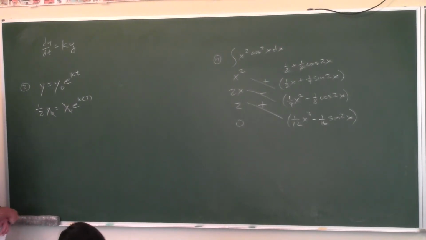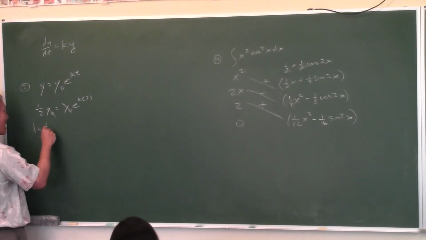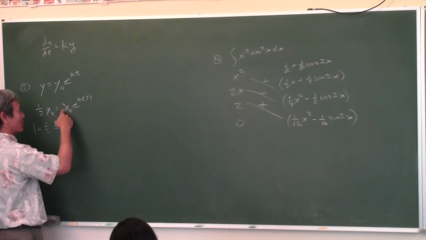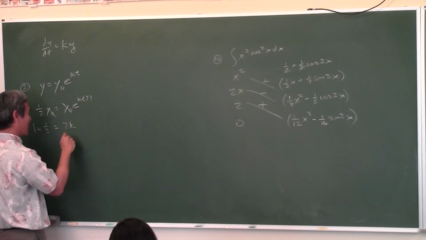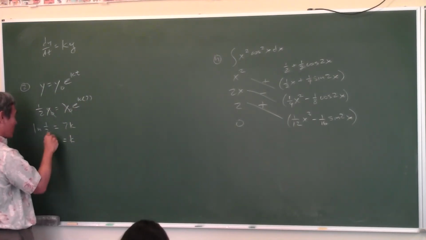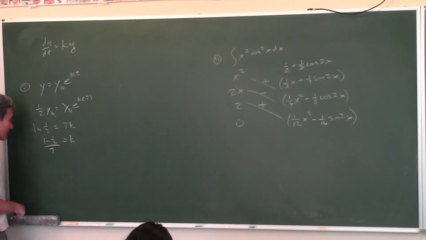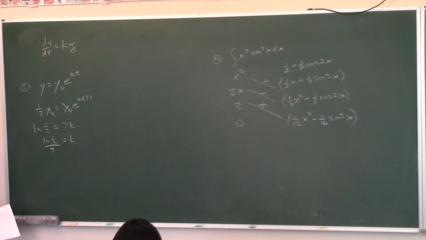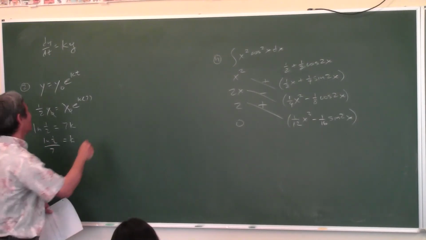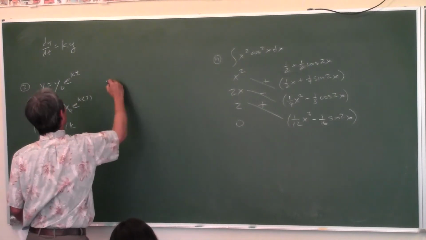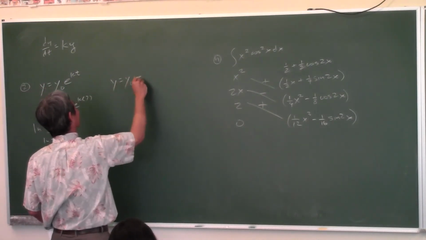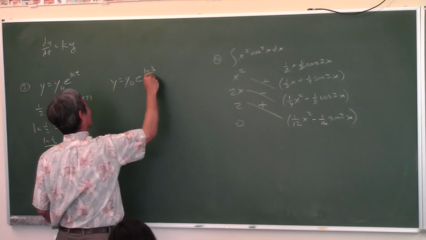Yep. You natural log both sides. Natural log of 1/2 is equal to, the natural log of e to the k-times-7 is just k times 7. So k equals natural log 1/2 over 7. Now that we know what k is, we can answer the question. So your equation is now y equals y naught e to the (natural log 1/2 over 7) t.